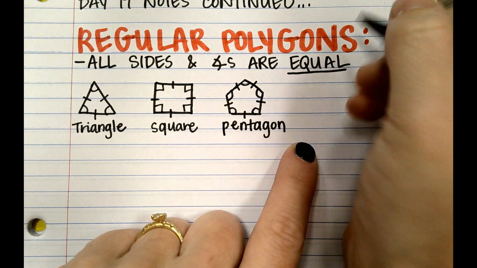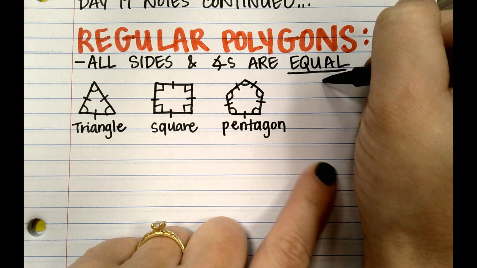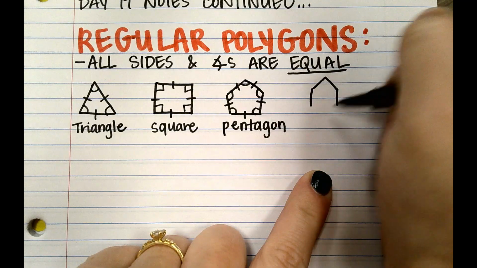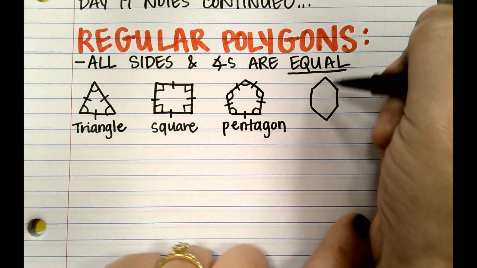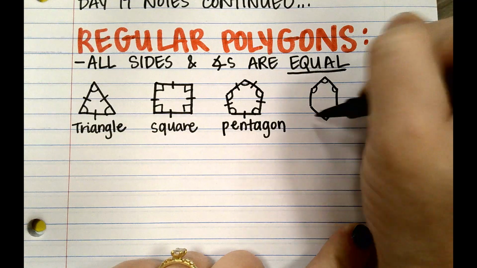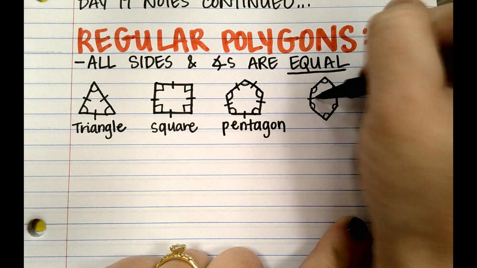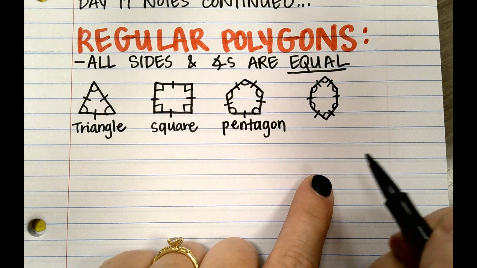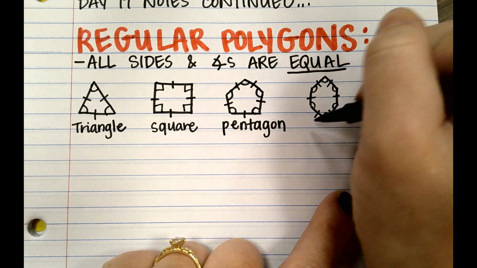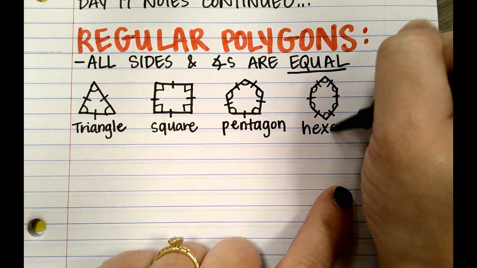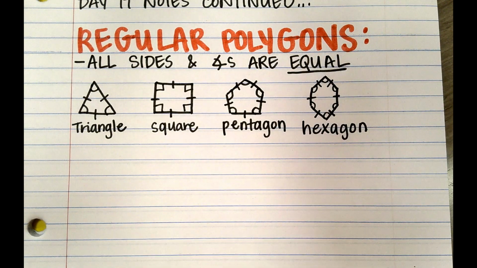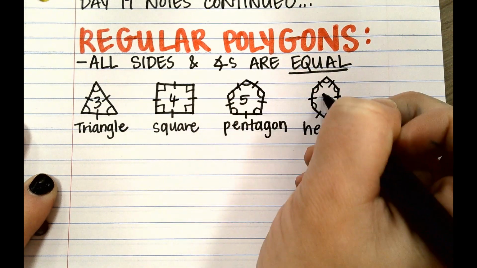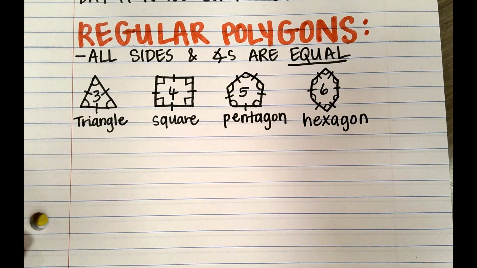Okay, next, we have 6 sides. So I'll do 1, 2 here, 3, 4, 5, 6. That's definitely not drawn to scale, but we'll pretend it is. Does anybody know what a 6-sided polygon is called? A hexagon. Good. I'm going to write in here 3 sides, 4 sides, 5 sides, 6 sides. We could keep going.